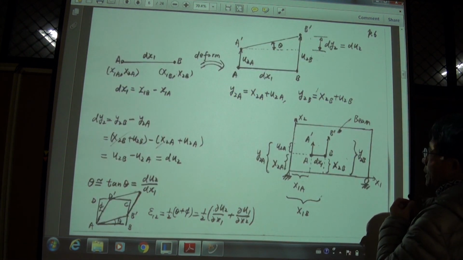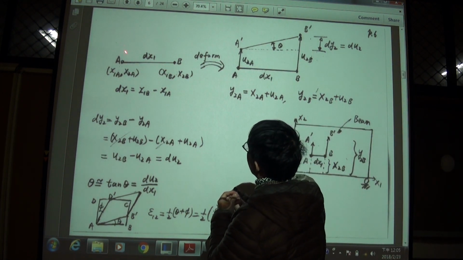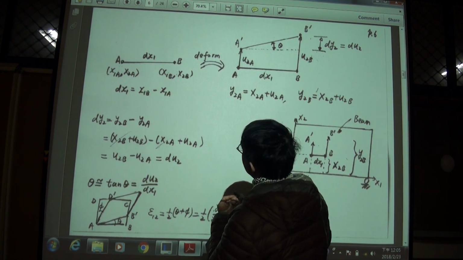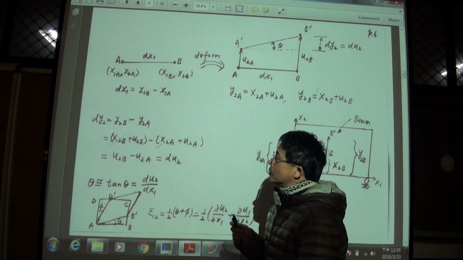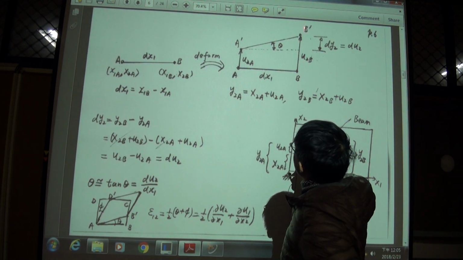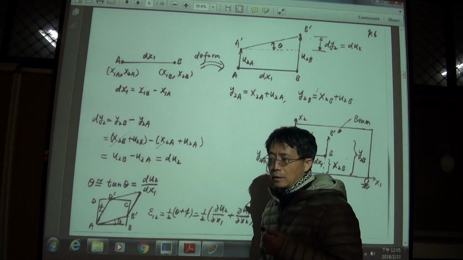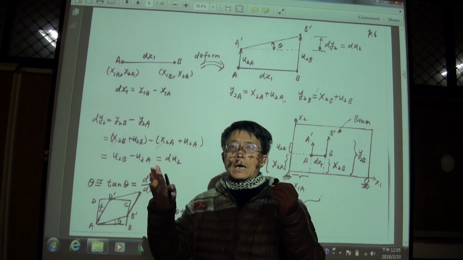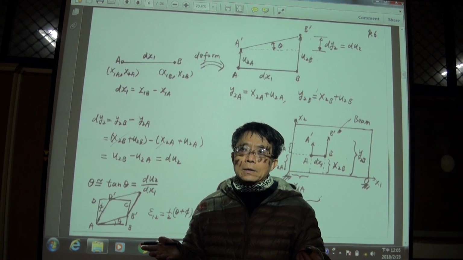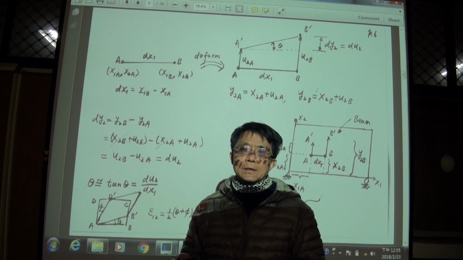Let us look at the picture here. We have the material line like this. Now point A is deformed in the vertical direction, point B is deformed in the vertical direction too. Understand? So we have u2A and u2B. At point B we deform like this, point A deforms like this. Because the two vertical displacements are different, the shear strain will be generated in this way.